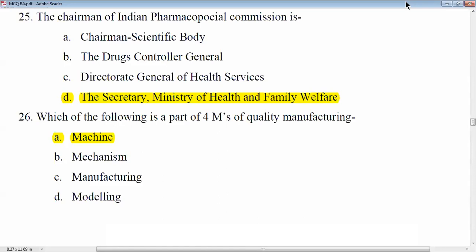The options are A, chairman scientific body, B option is the drug controller general, C is the Directorate General of Health Services, and D is the Secretary, Ministry of Health and Family Welfare. So the correct answer is the Chairman of Indian Pharmacopoeia Commission is D, the Secretary, Ministry of Health and Family Welfare.